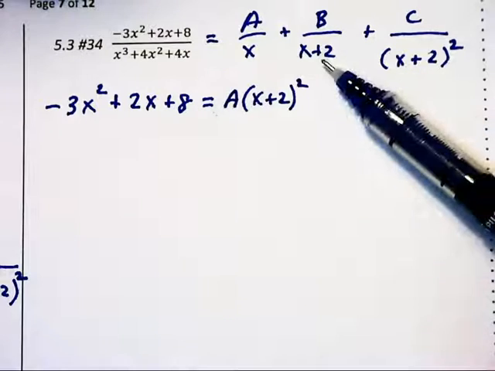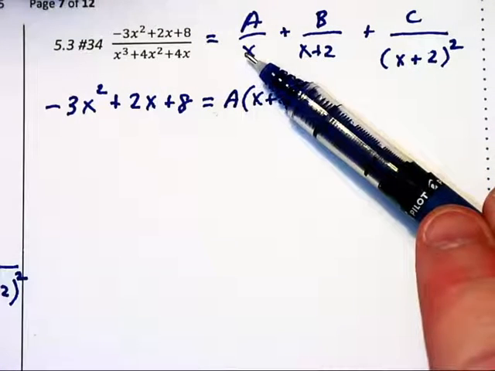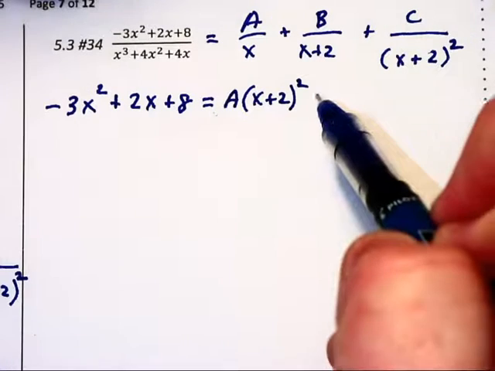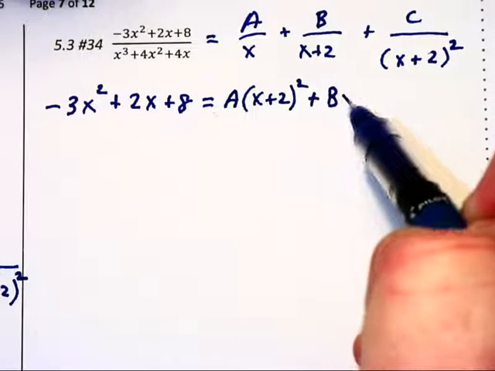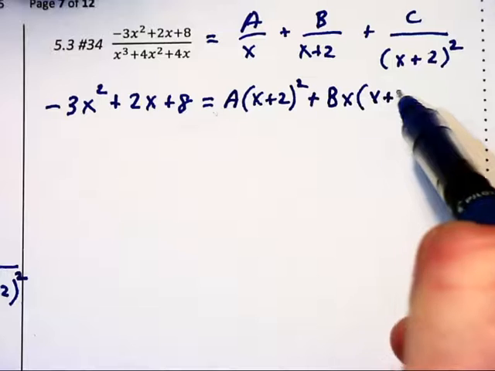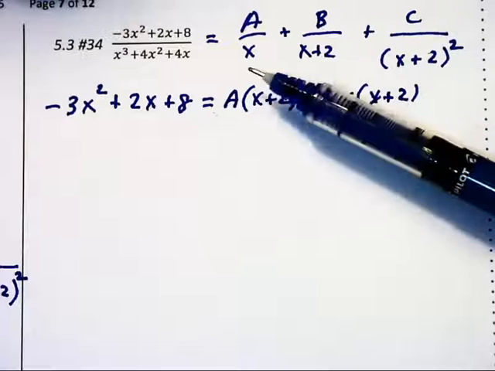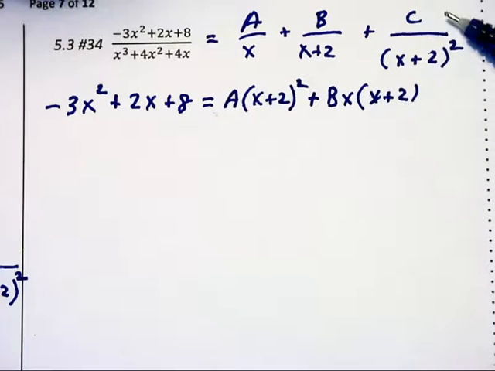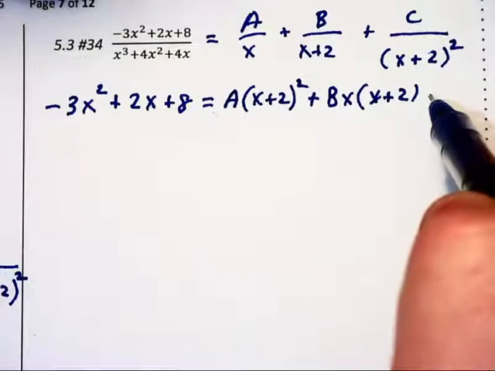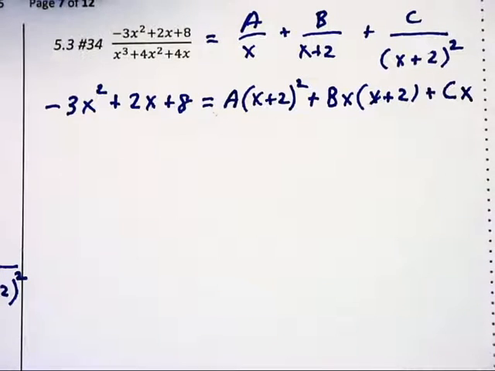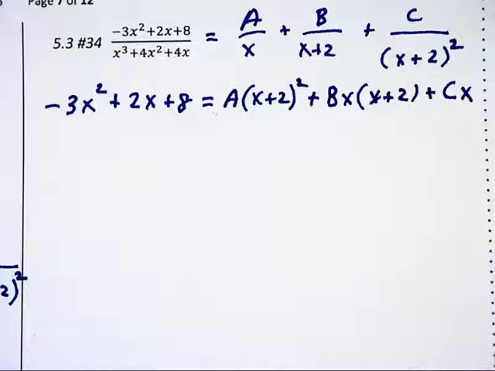The b fraction is going to need to be multiplied by x and one more x plus 2. So plus bx times x plus 2. The third fraction already has the x plus 2 squared. It will need to be multiplied by x over x to get to that common denominator. And so we will have plus cx. That'll be the main equation that we're working with.